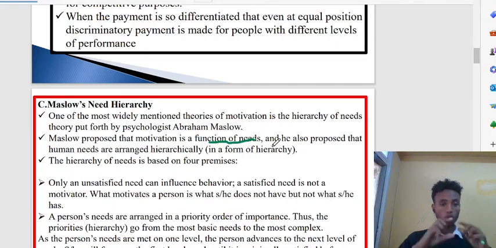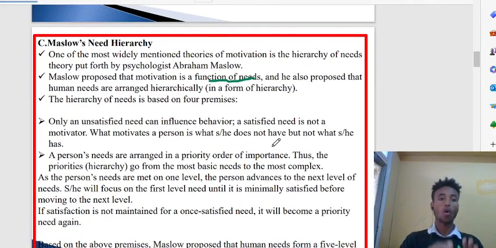Hierarchy of need is based on four premises. Only unsatisfied need can influence the behavior.